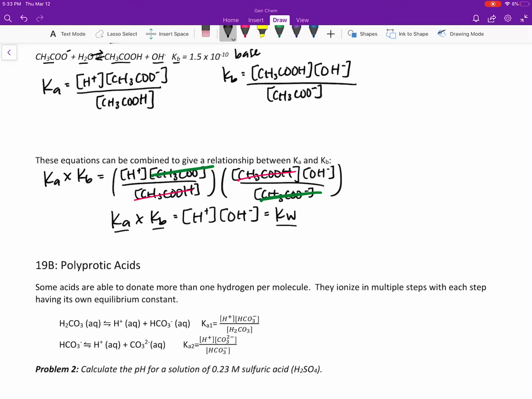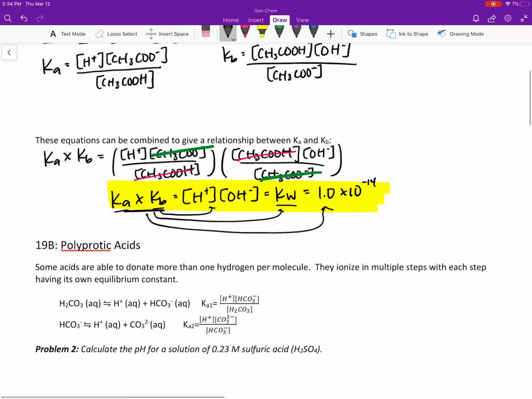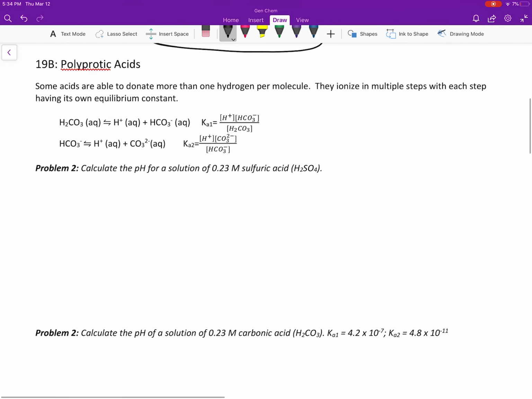I also say that that's equal to Kw, which is also equal to the Kw constant. So all four of these things are equal to each other. Ka times Kb is equal to this, it's equal to Kw, it's equal to that. Okay? Really useful relationship that we're going to use. All right. So let's look at some specific examples of how we might use this.